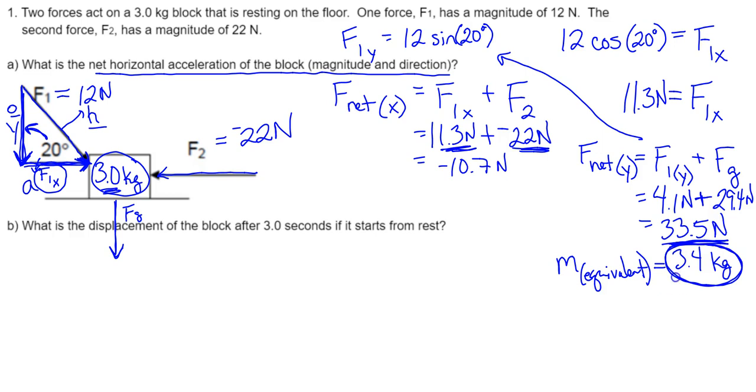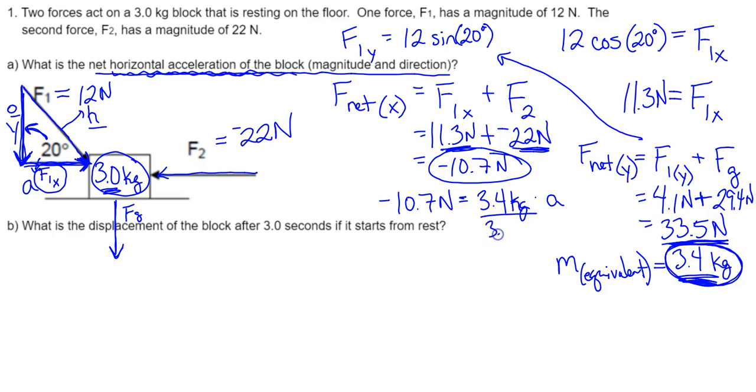Once we figure out that 3.4 kilograms is what it's behaving like, then we can figure out what the horizontal acceleration of the block is because of our net horizontal force. So we're talking about horizontal acceleration. Well, our net horizontal force, remember I said it was going to come into play later, was negative 10.7. So negative 10.7 newtons is equal to our mass equivalent, which is 3.4 kilograms, times acceleration, which is what we're looking for.